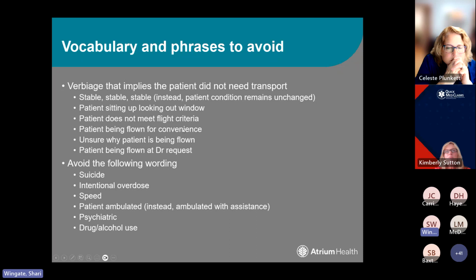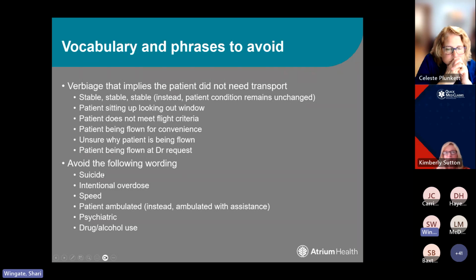These are things you don't want to say. Patient's being flown for convenience. Unsure why patient is being flown. Patient being flown at doctor request. I'm not making these up. These are things that come from charts. So you want to avoid verbiage like this because that just supports the reason like they didn't need it.